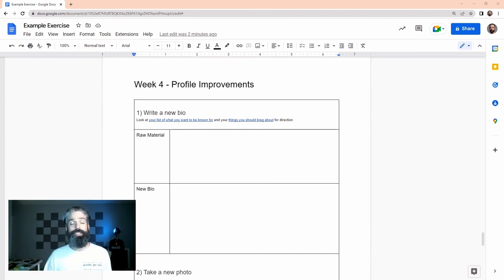Again, I recommend you reference the work we did in weeks one and two, and that's, what do you want to be known for and what should you be bragging about? The bio is the place you want to slide that in. Now you see I have two boxes here, and in the top one is the raw material. Raw material is where you just put it in there, make it happen, whether it's words, accomplishments, copying something you already have from your resume or existing profile. Just get it all in one place so that you can look at it and turn it into a beautiful new bio.